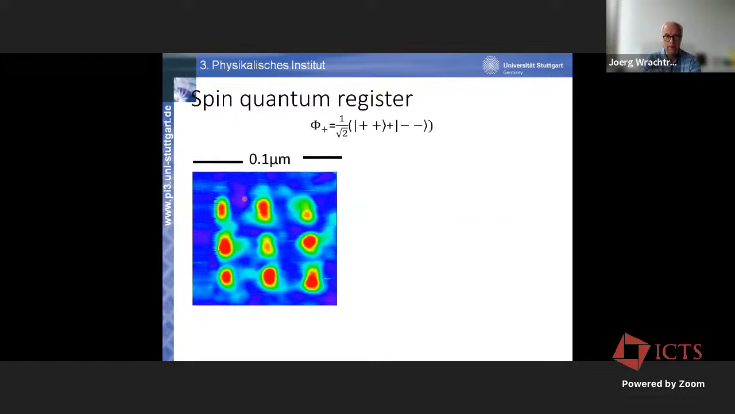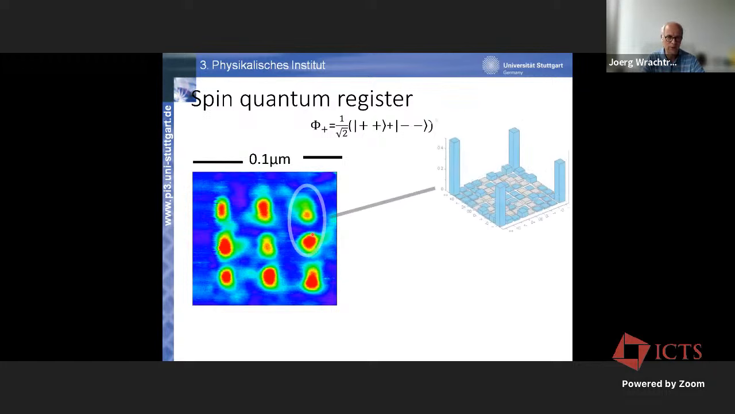Okay. So one feature of this array, or one thing you want to demonstrate, is that you can make these entangled states. Like for example, this Bell state, which is a maximally entangled state. Both spins are pointing upwards or they are pointing downwards, but the two spins of say these two color centers here always point in the same direction. That's essentially what this state is saying.